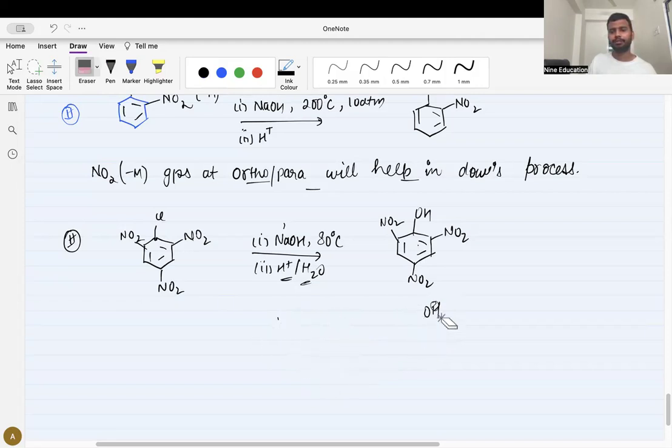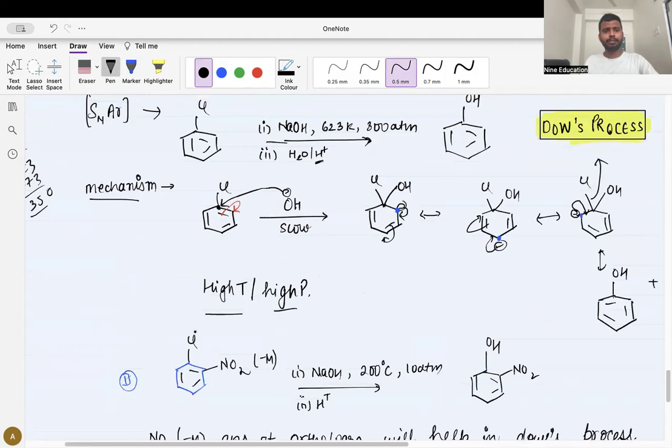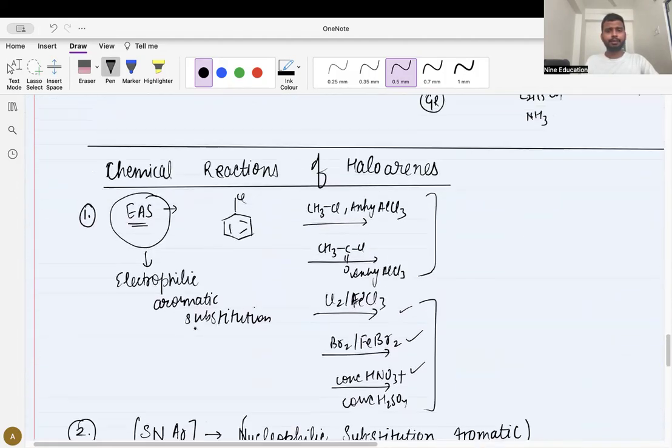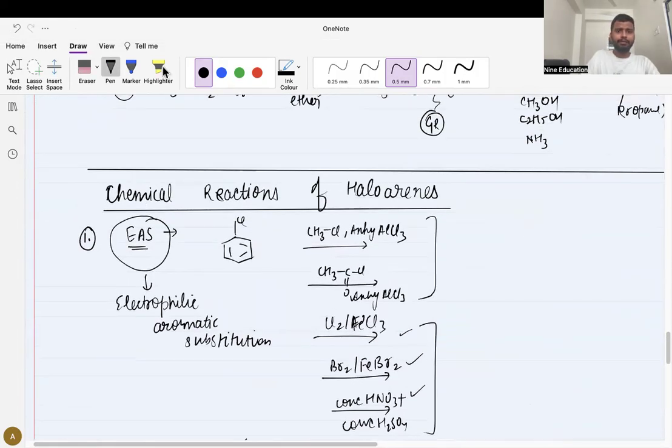Someone is asking this question. So write these three, very important these are. The last one today, we will see the last of the chemical reactions today.